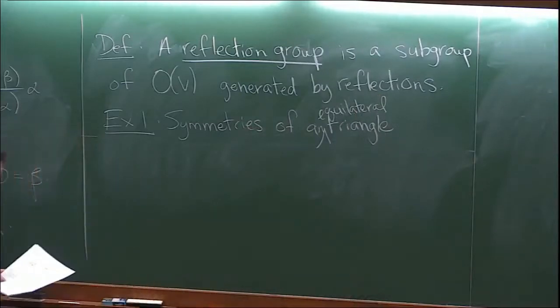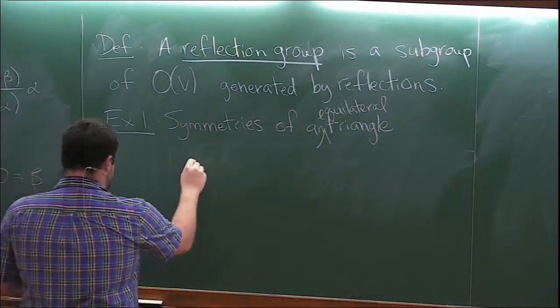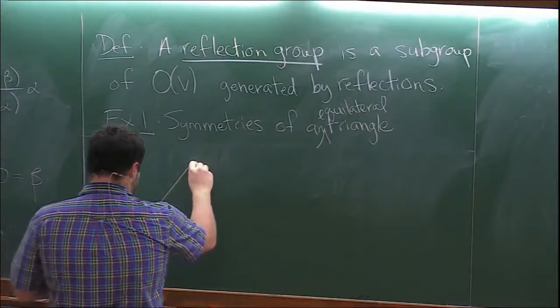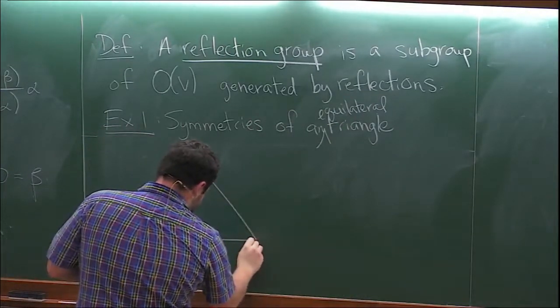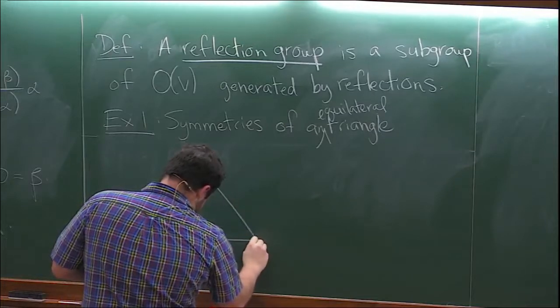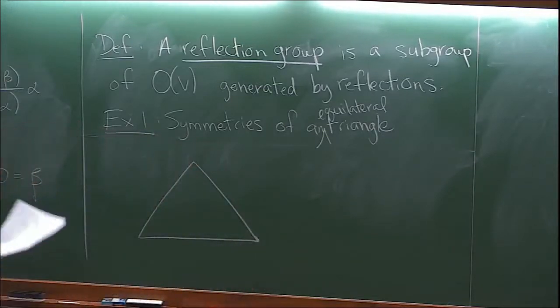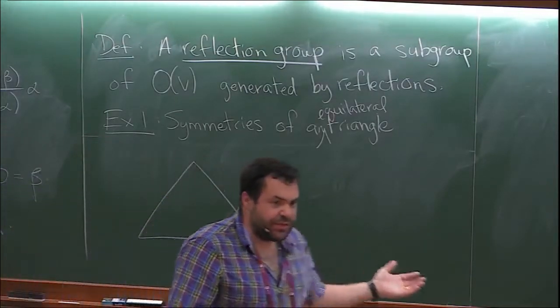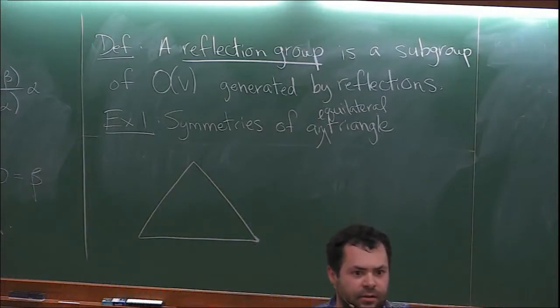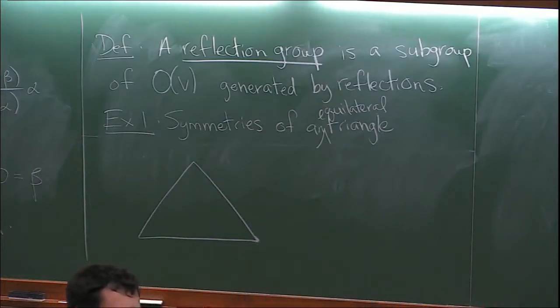Okay, so I'll draw some picture, and I'll do my best. Of course, I'd have to break out the straight edge and compass if I want to do a good job. But okay, so here's an equilateral triangle. And the symmetries of this thing, well, I can rotate the thing, or I can reflect through a bunch of lines.